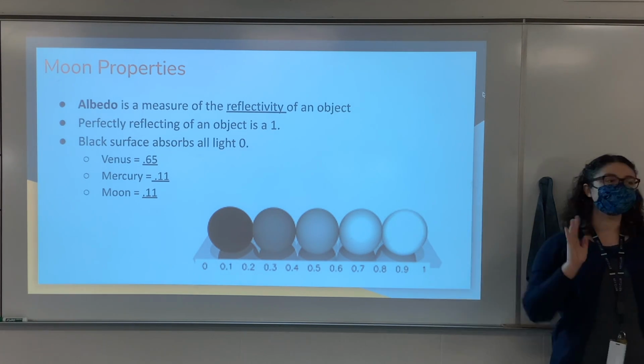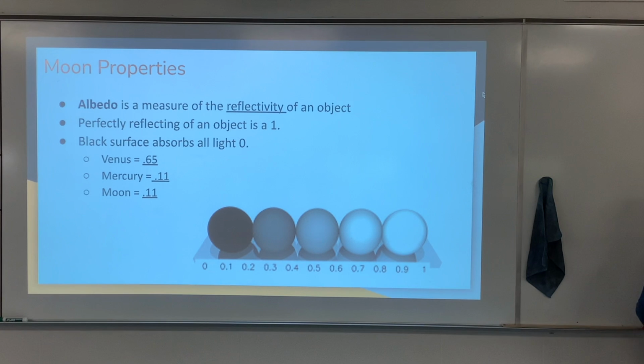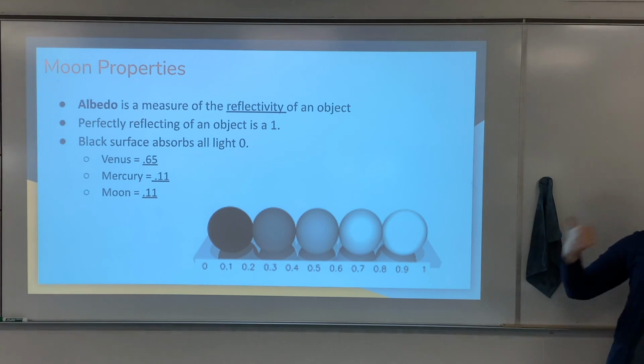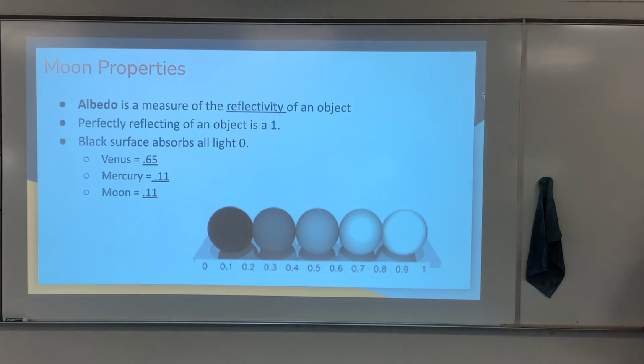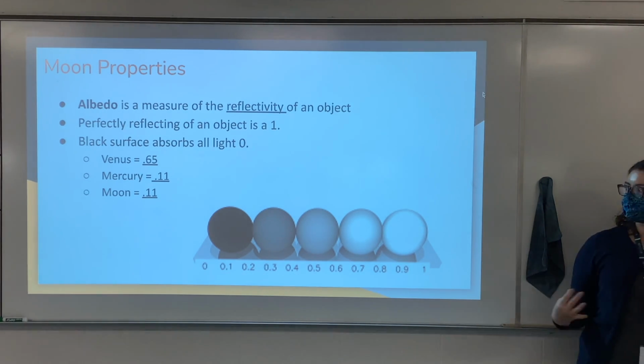If you look, they've got the albedos for Venus, Mercury, and the moon listed. Venus has a fairly high albedo of 0.65, but both the moon and Mercury have relatively low albedos of 0.11.